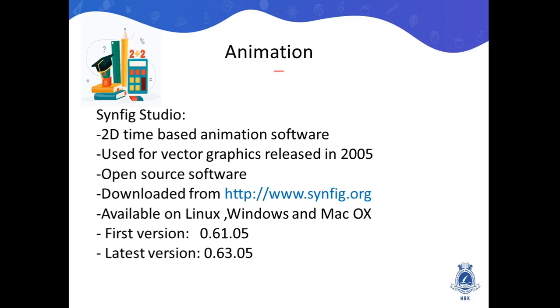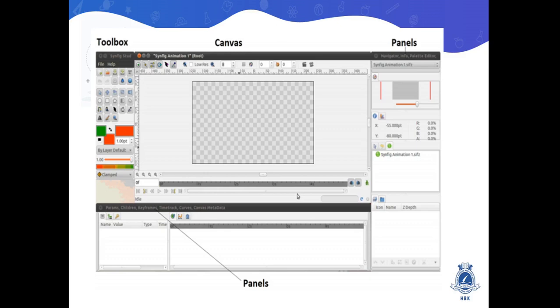So this is about Synfig. Now we see the interface of Synfig. Synfig has this type of interface. There are some tools in the toolbox. The center area is the canvas, where we put the object, where we draw the object, and where we give motion to the object. The third is the panels. Many panels are there to apply different purposes or activities on the object.